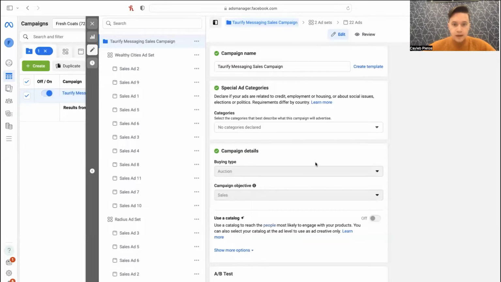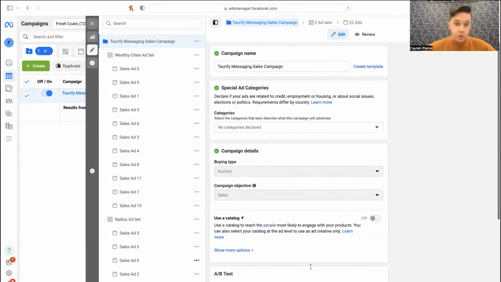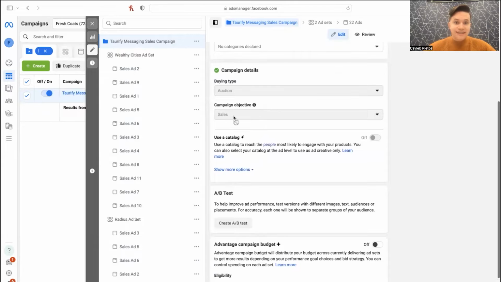Okay, so the campaign, the overall goal is what we want everybody to do here. We want them to send a message, and the objective here is sales. We want to drive sales and make them more money. An alternative to this could be that we want to get the most amount of leads possible. These are actually a little bit more expensive than if we were to do a leads campaign, but we want a little bit higher quality people. So we're going to go for a sales campaign.